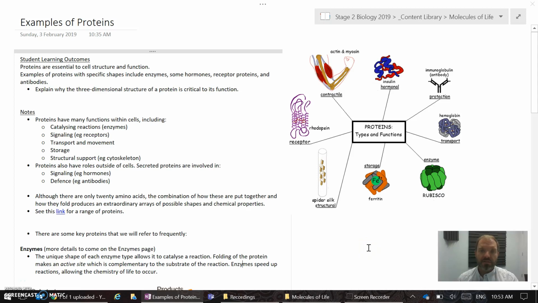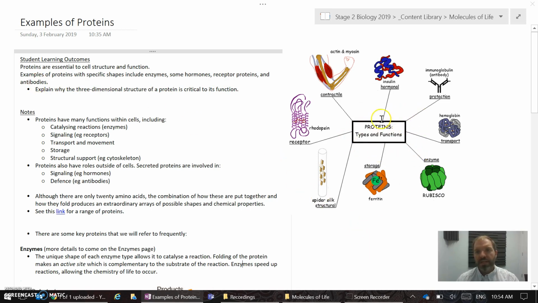So this video is on some examples of proteins, just to go through a few key examples so we understand how they work and why their structure is so important. In the learning outcomes here, really the key thing is understanding that difference, that connection between structure and function, how proteins provide that for cells, but also some examples of their structure and function. And we're going to look at enzymes, hormones, receptors, and antibodies.